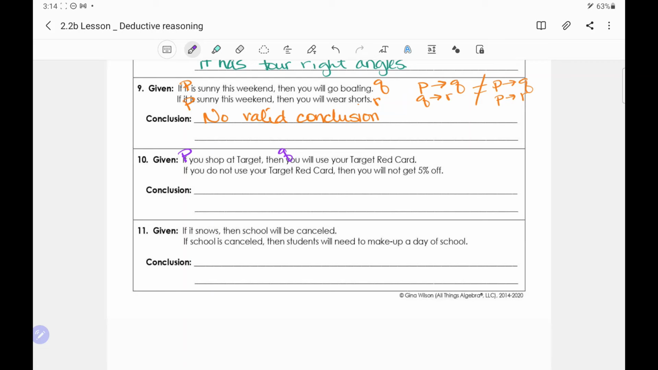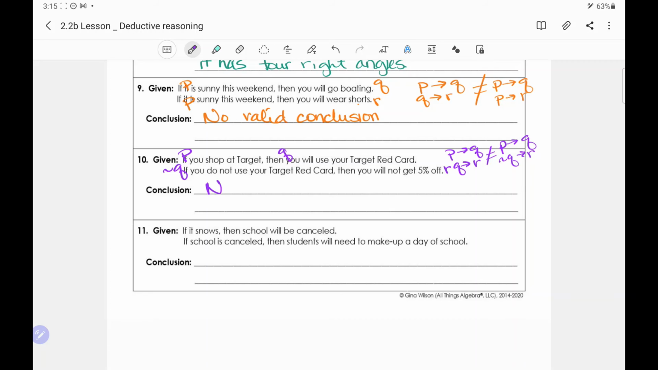That's Q. If you do not use your Target red card, now look at this. Does that match Q? This is not Q. This is the opposite. If you do not use your Target red card, then you will not get 5% off. And we have R, we have a different statement. You will not get 5% off, but remember we have P then Q, Q then R, right? That is not the same as P then Q, not Q then R. We're not having any nots in here. It has to be exactly the same. Q has to be the conclusion of the first statement to make the hypothesis of the second statement.